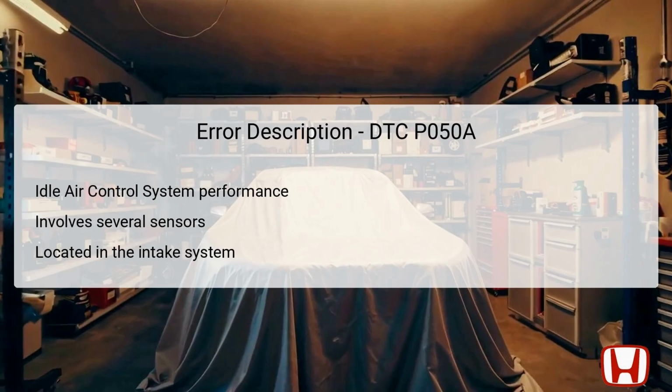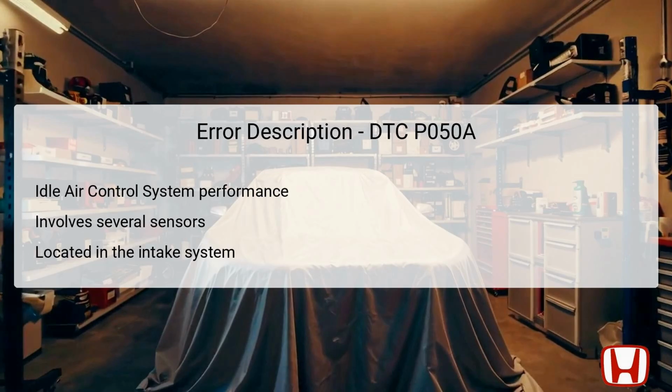The idle air control (IAC) system is essential for maintaining the air-fuel mixture required for idle stability, especially during cold start conditions. This system comprises several components, including the throttle body, MAF sensor, and IAT sensor. The throttle body controls airflow into the engine, while the MAF sensor measures the amount of air entering the engine, and the IAT sensor monitors the temperature of the incoming air.